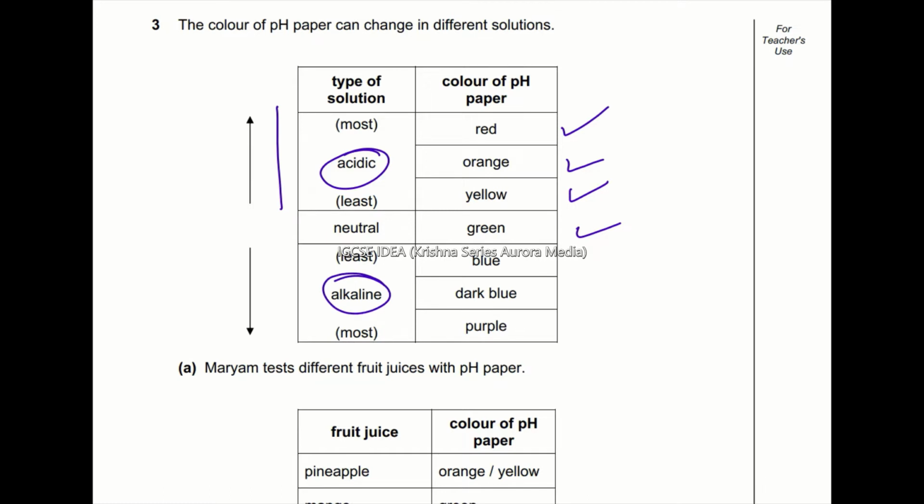Now we've come to alkalis. In bases or alkalis, a very weak alkali, the color will be blue. A normal alkali's color with pH paper will be dark blue, and a most alkali substance will be purple in color.